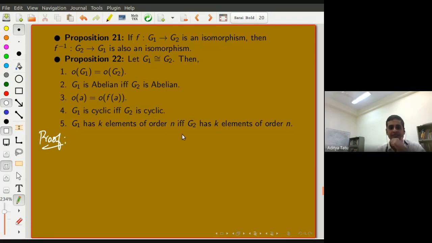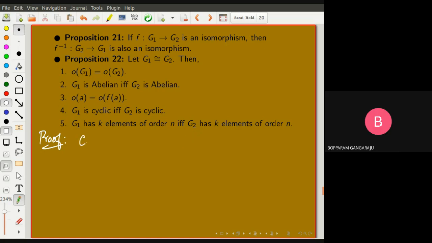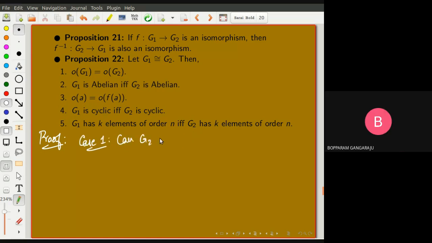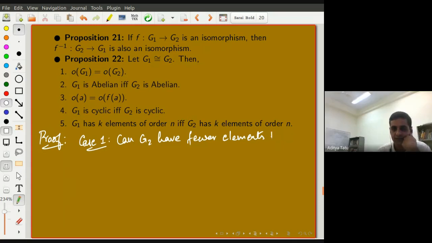Okay, can it have less? I mean, can G2 have less than k elements of order n? No. Why? Because if A1 to AK have order n in G1, then F of A1 to F of AK will have order n in G2. Right.